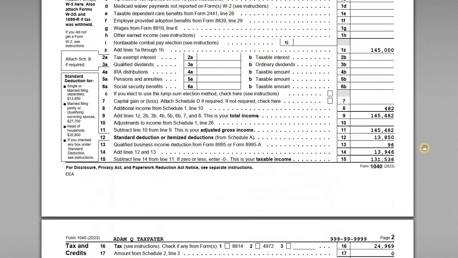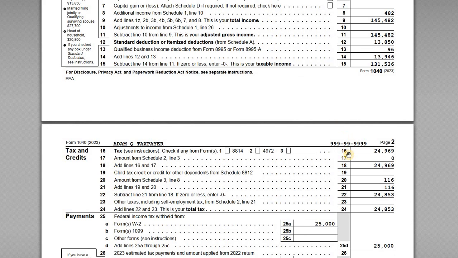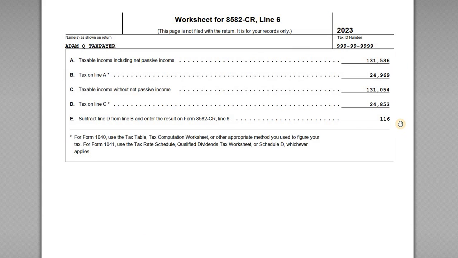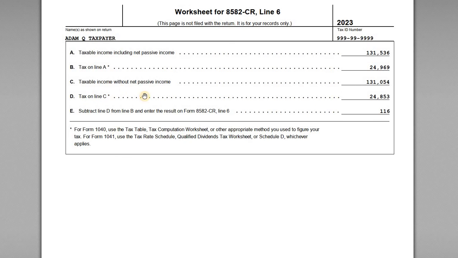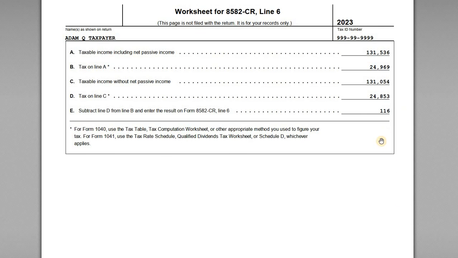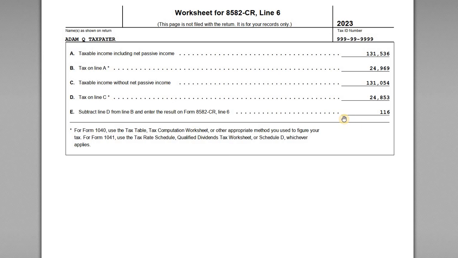So if I go back to page 1 of the 1040, we have our taxable income here, $131,536, and we have our tax of $24,969. So we enter those values up here on lines A and line B. Then we have to ask ourselves, okay, well, what is our taxable income without accounting for that net passive income? So we take our taxable income and we reduce it by that $482 of passive income flowing through from the K-1. And then we use the same tax tables and tax computation worksheets to figure out what's the tax on that amount of income without the net passive income. And so we take the difference, right? Subtract the difference, line D from line B, so $24,969 minus $24,853, and we're left with $116. So effectively what we're saying here is the amount of tax on our net passive income is $116.